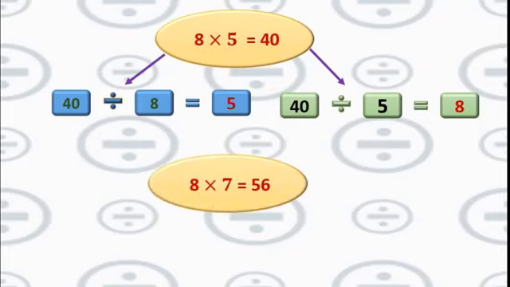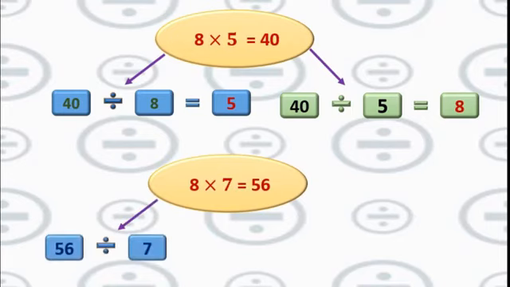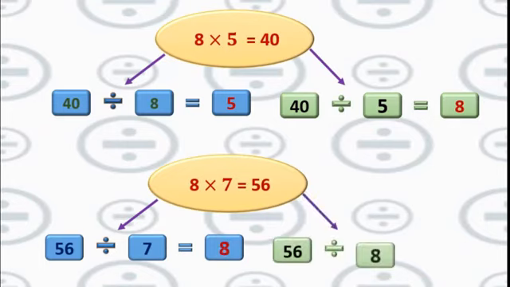One more example. 8 multiplied by 7 is equal to 56. 8 sevens are 56. Yes. 56 divided by 7. You can take any number first, okay? 7 eights are 56. So answer is 8. Here 56 divided by 8. Correct? The answer is 7. I think you understood this.